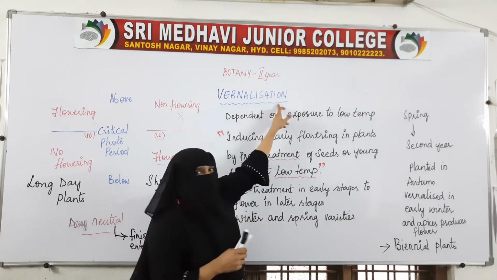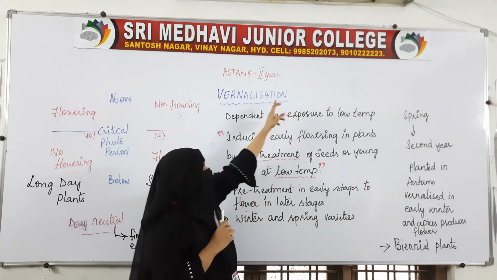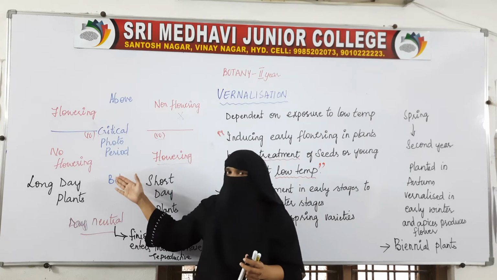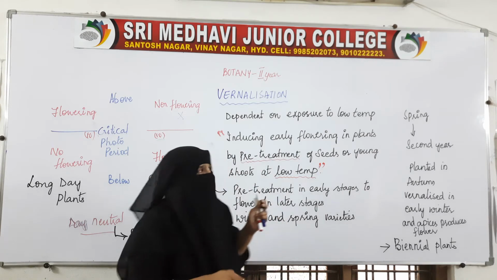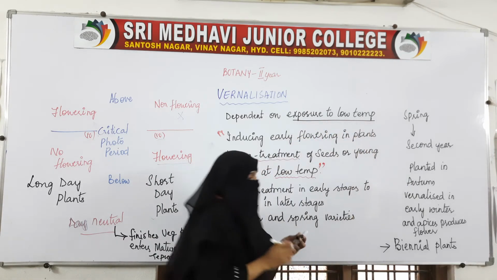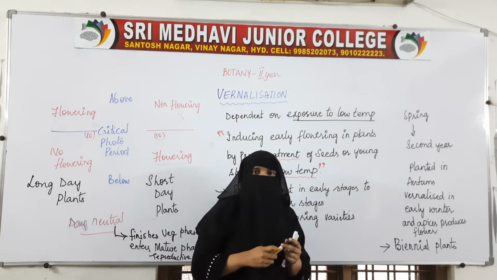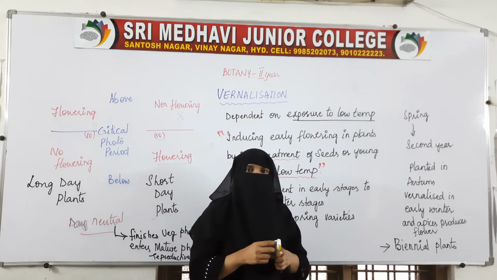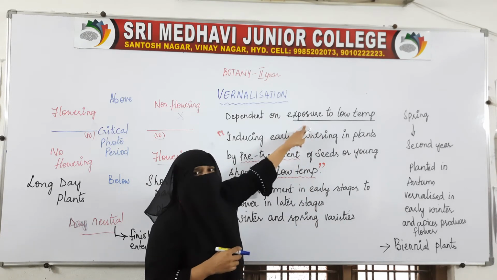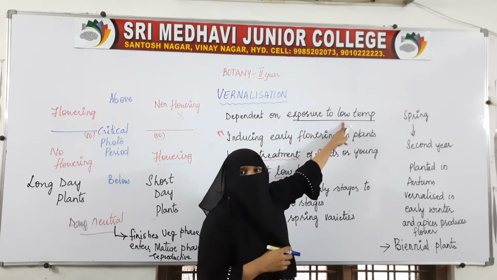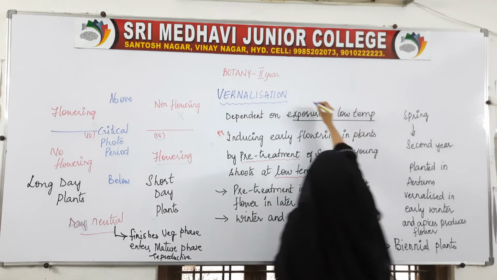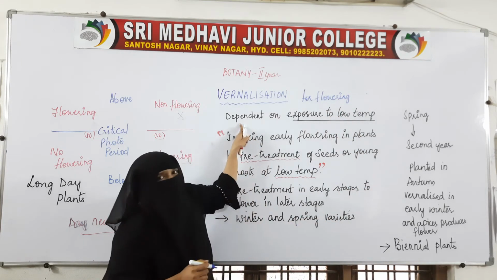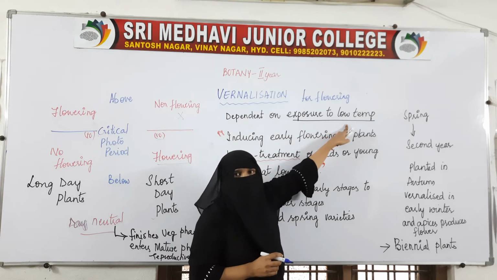As an extension of it, vernalization, another small topic but it is important. Here plants are dependent on exposure to sunlight. Apart from this photoperiod, plants are also dependent on exposure to low temperatures. In photoperiod, the plants are dependent on the amount of sunlight, but apart from that, plants are also dependent on exposure to low temperatures to flower.